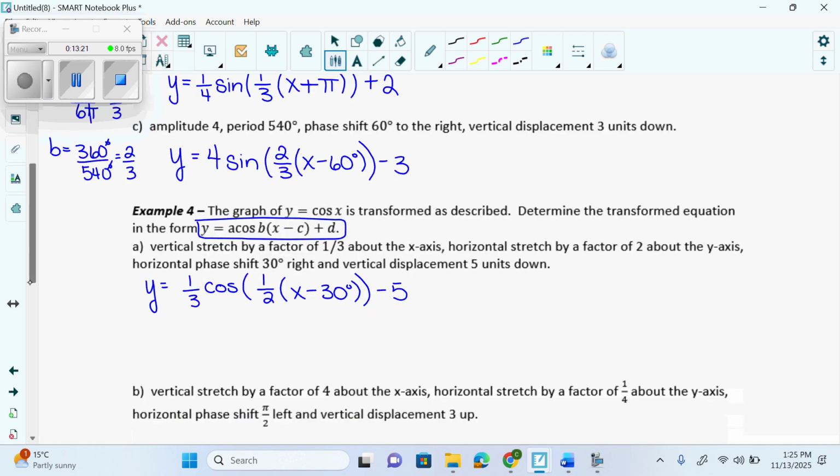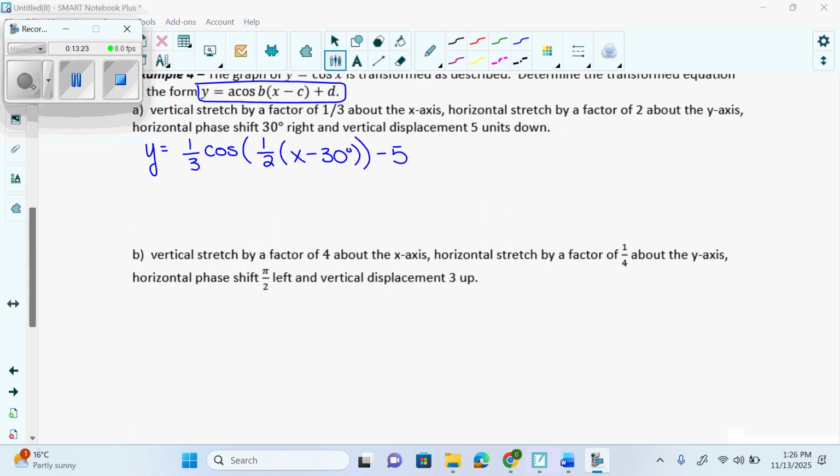You do B quickly. So we're going to get y equals 4 cos. Horizontal stretch by a 1/4. What am I going to get? 4. Pi over to the left. We could add pi over 2. Then 3 up.